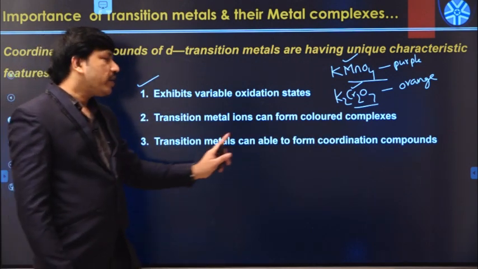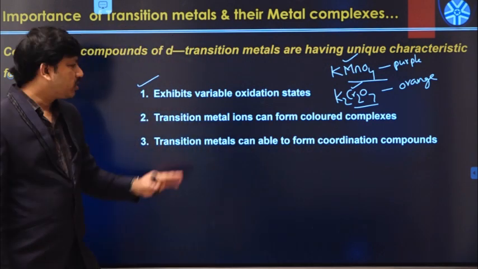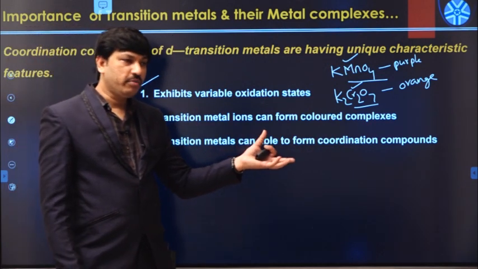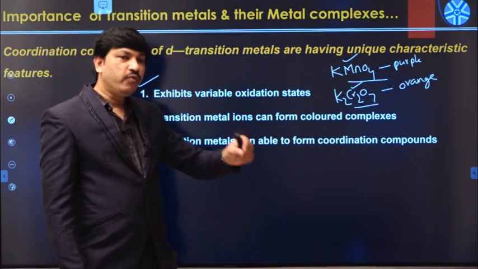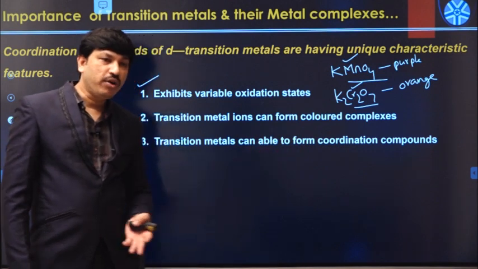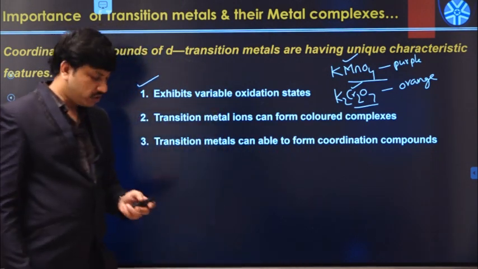And transition metals can form various coordination compounds. We have already seen the various geometries of the metal complexes. Depending on the number of ligands attached to the metal center, we can generate different types of coordination compounds or metal complexes. That is one of the important features of the transition metals.